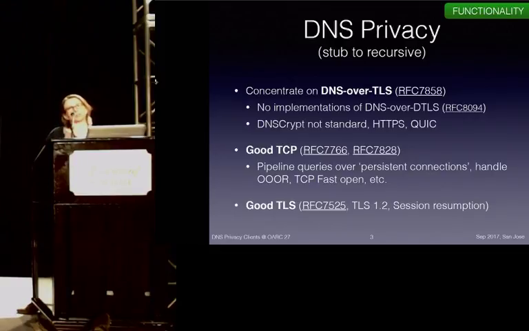So if we are talking about DNS over TLS, if as a client you want to do that, there's several things that you need to do to tick the boxes to qualify as what I would describe as a good DNS privacy client. So firstly, you need to do good TCP. So that means following the latest RFCs on this, 7766 to do performant TCP, 7828 to use persistent connections, and all the good stuff that's available today for TCP. Secondly, you need to be able to do good TLS, which again means following best practices. So things like using TLS 1.2, using sensible cipher suites, doing session resumption, etc.